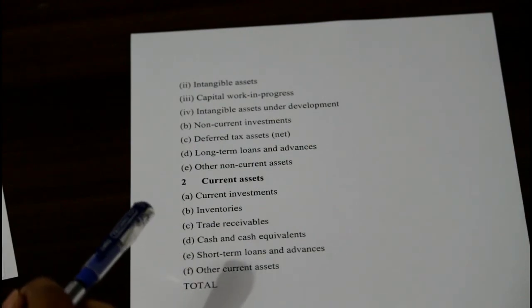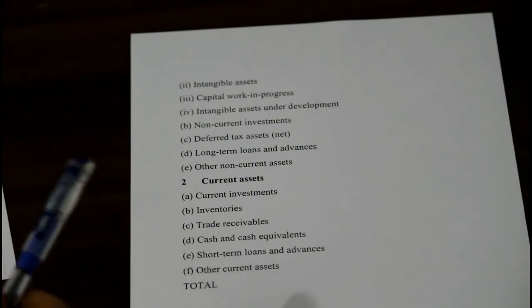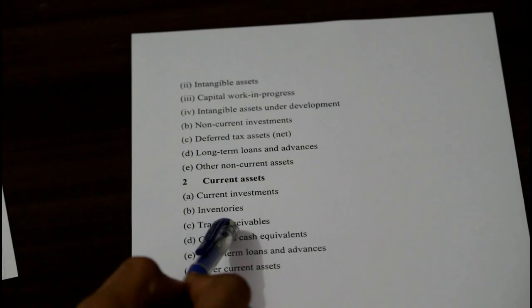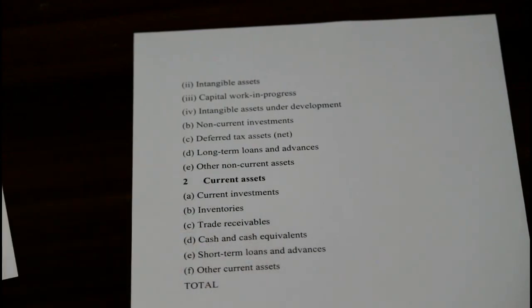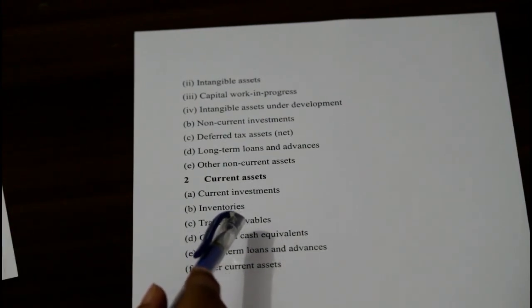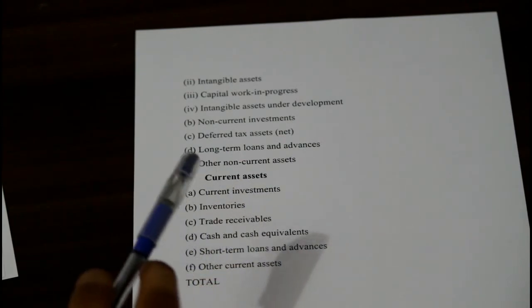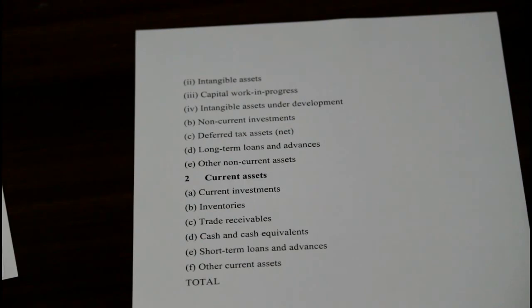Next, the trade receivables. It is the amount of trade receivables outstanding for a period exceeding 6 months from the date they are due for payment. So they will be written here in the trade receivables. The period exceeding 6 months from the due date of the payment, they will be written in the trade receivables. And next, the cash and cash equivalents. Cash in hand or cash at bank, cheques, drafts, they can be written in cash and cash equivalents.